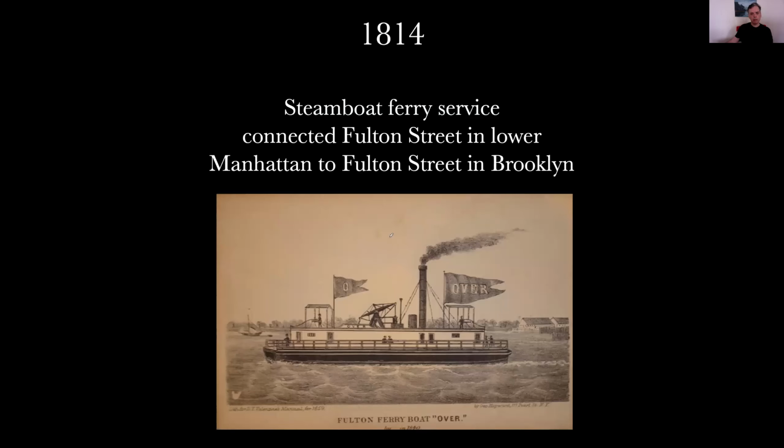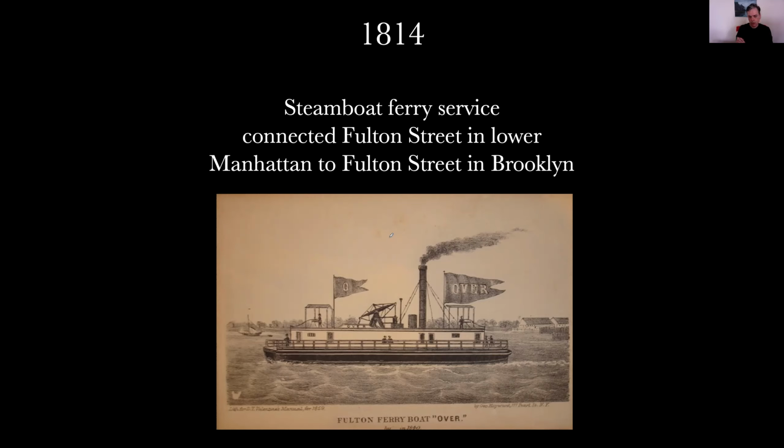So in 1807, it was still farmland, but then the big impetus for developing Brooklyn Heights as an urban neighborhood came in 1814 with the initiation of steamboat ferry service back and forth, the so-called Fulton Ferry, the famous Fulton Ferry named after Robert Fulton. And it connected from Fulton Street in lower Manhattan in the financial district to Fulton Street in Brooklyn.